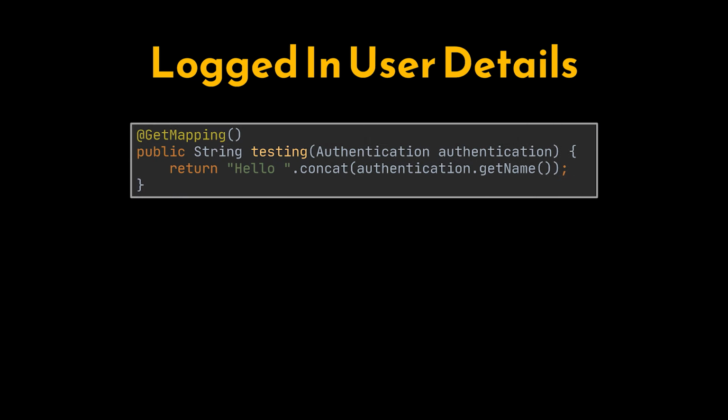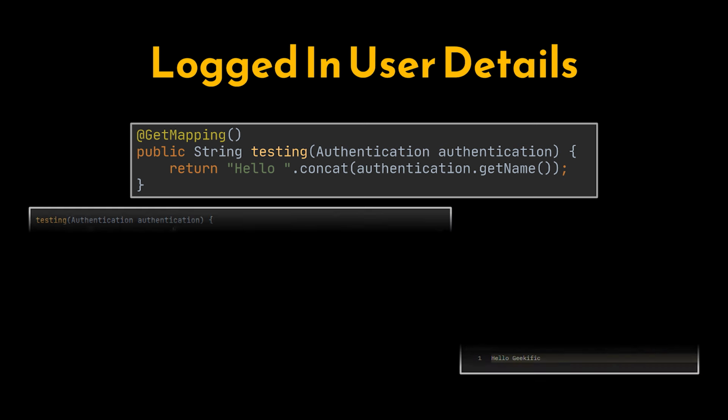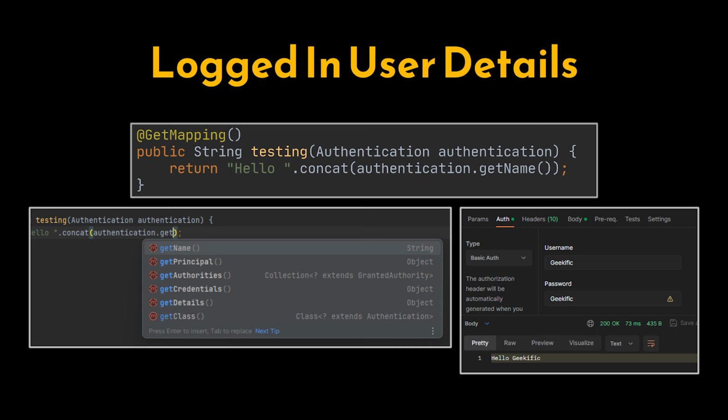Another thing we can do with basic authentication is retrieve the details of the logged in user in our APIs. To do that, let's create a simple REST API and pass to it Spring Security's Authentication class. We will now have access to all the information related to the logged in user, and this is tested by calling the simple API we just created.